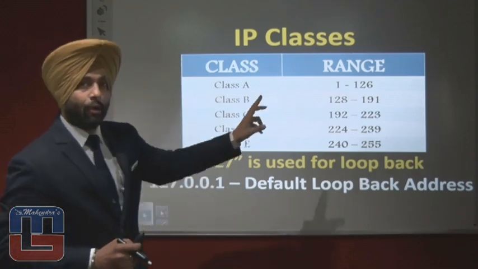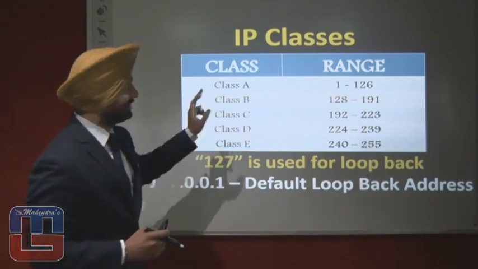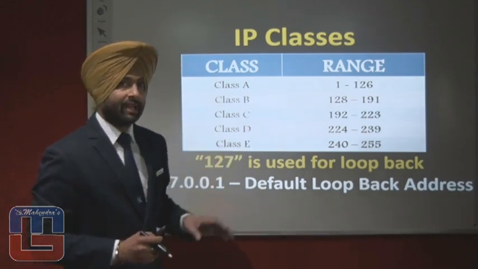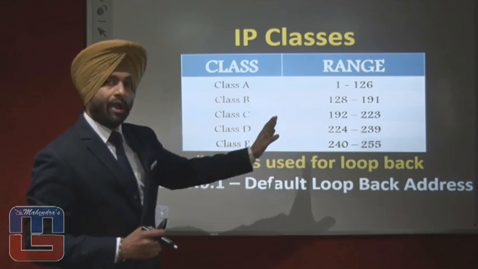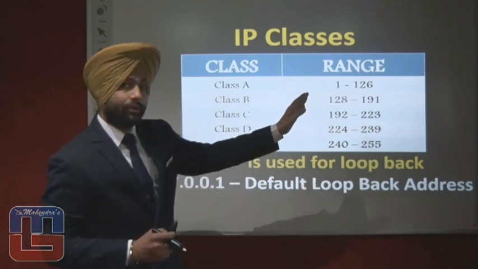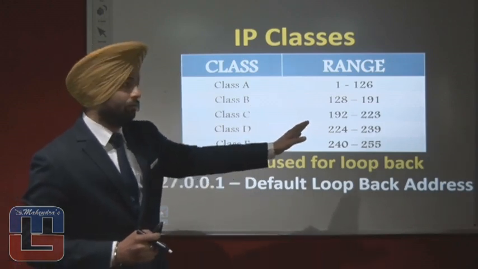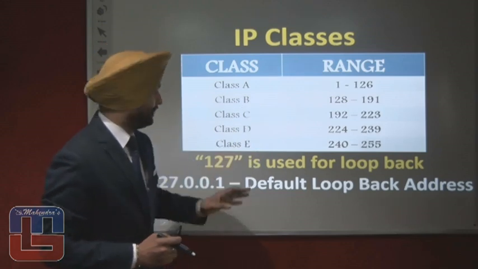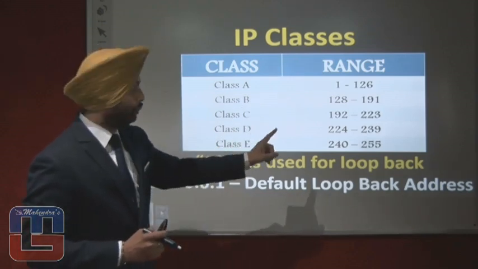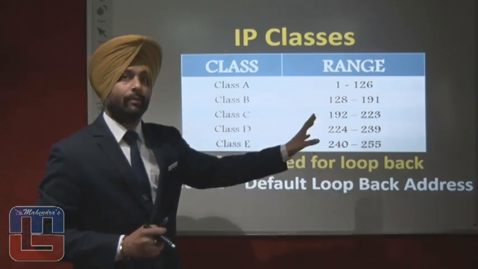Okay, class A 1 to 126, class B 128 to 191, class C 192 to 223, class D 224 to 239, and final class E 240 to 255.